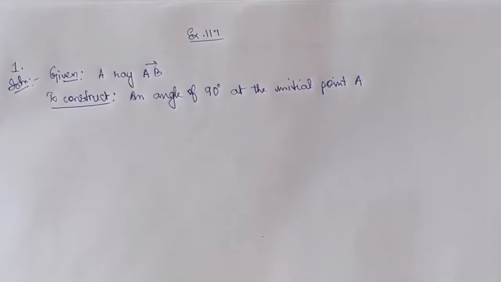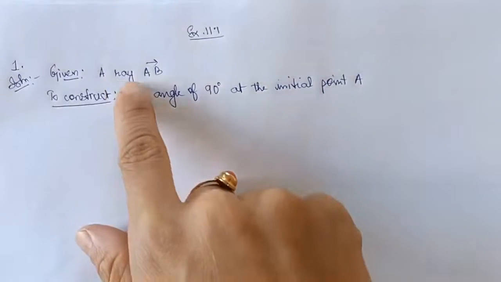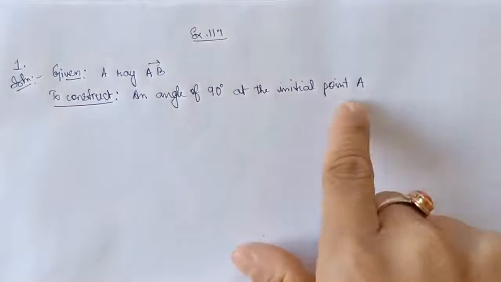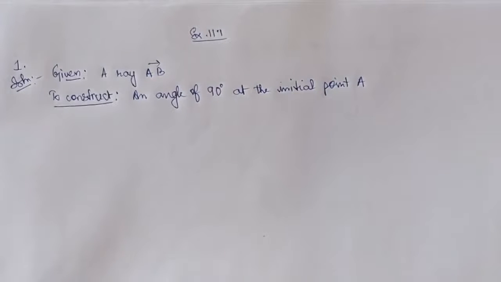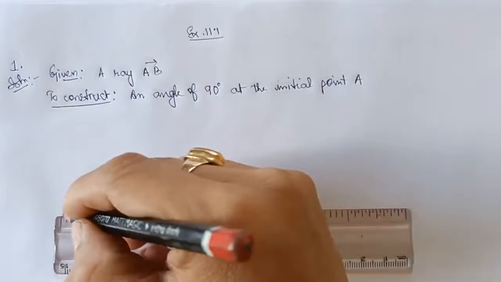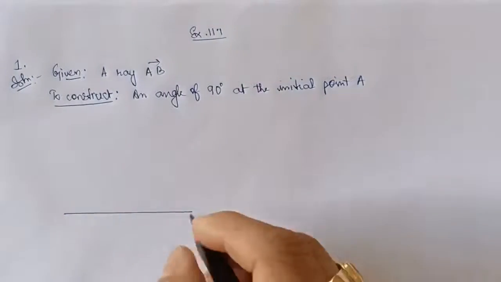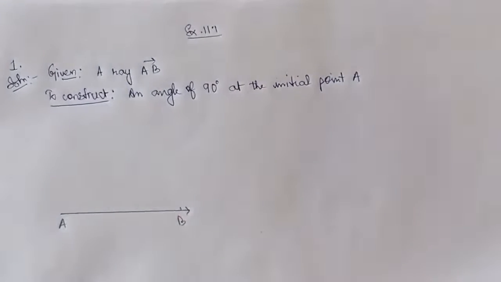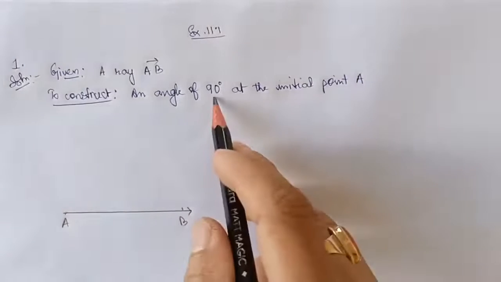Next, exercise 11.1, question number 1. The question says construct an angle of 90 degrees at the initial point of a given ray and justify the construction. So question number 1 solution: given a ray AB, to construct an angle of 90 degrees at the initial point A. Now let us start the construction. Let us first draw the ray AB, and then we are going to construct an angle at A measuring 90 degrees.